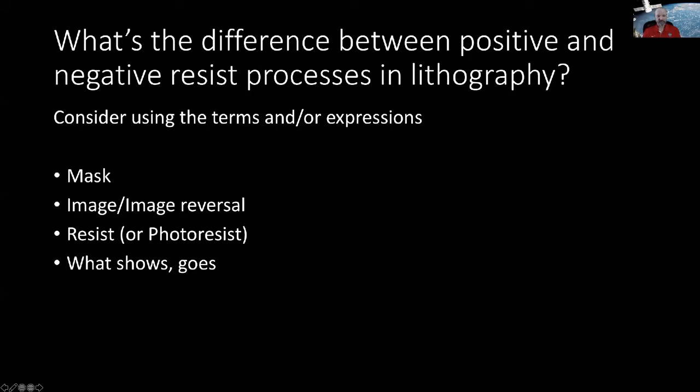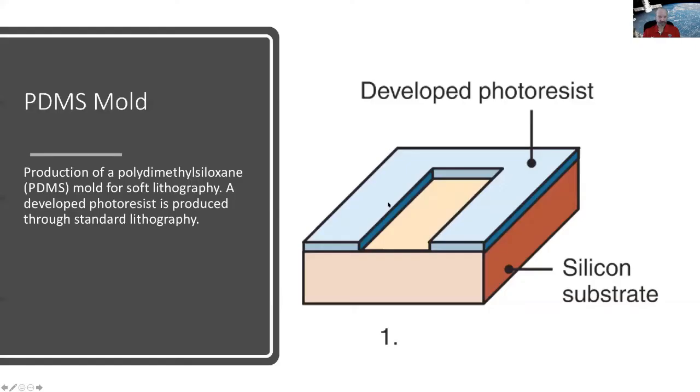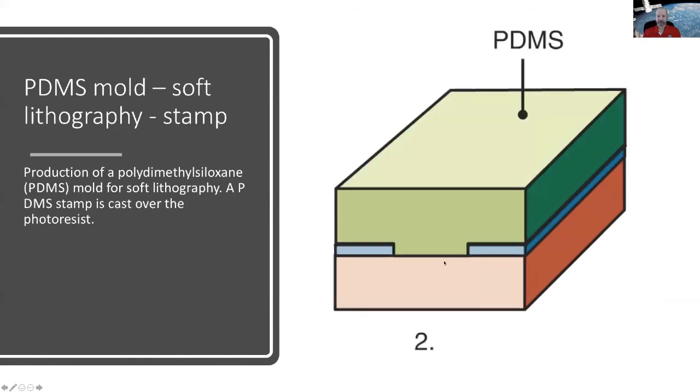Okay, positive and negative photoresist, as we said, we just reverse the image. So what we say with positive photoresist is what shows goes. So that's an easy way to try to remember it. We can also transfer patterns into photoresist without using light. We can use molds. Okay, so you can make a mold and then transfer a pattern.